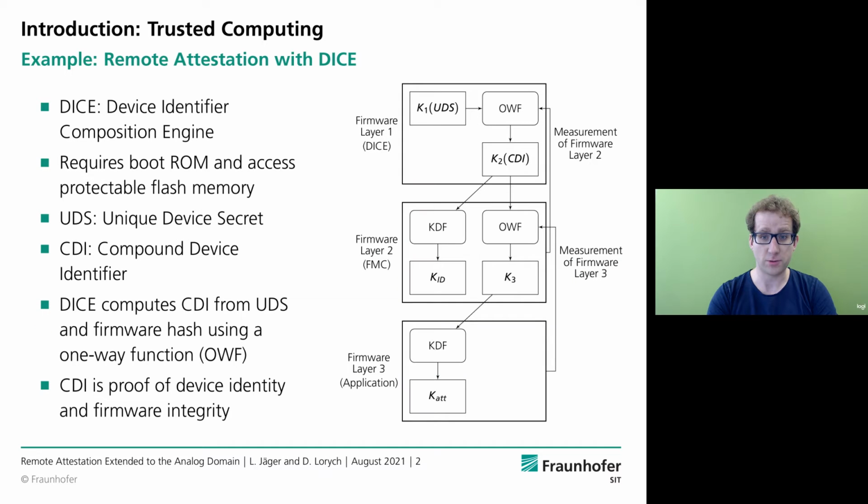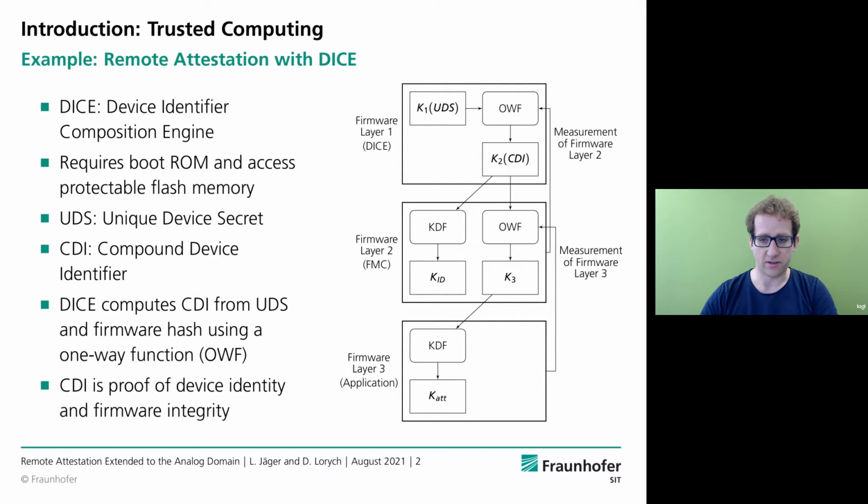Now, based on measured boot, we can construct a scheme of remote attestation. Remote attestation is the proof of certain properties to a remote verifier. And on this example slide, I show you one that is based on DICE. DICE is a lightweight root of trust for embedded systems with constrained resources. And it has only two prerequisites. One of them is a piece of boot ROM that's executed after power up. And the other one is a piece of flash memory that can be made available only to the boot ROM.